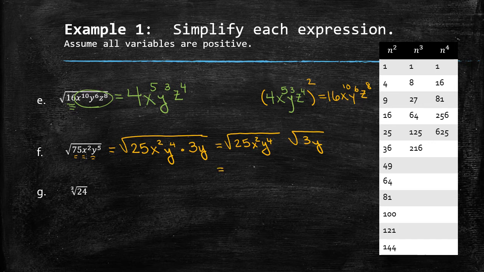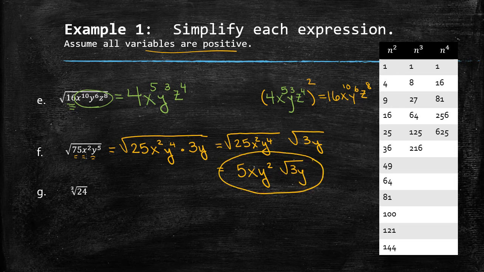Okay, so the square root of 25 is 5. The square root of x squared, again, since we're assuming we have positive exponents, will be x. The square root of y to the 4th is y squared. Check it in your head. You're taking these values and you're squaring them. 5 squared is 25. X squared is x squared. And then y squared squared, power raised to a power, multiply your exponents together. Okay, and this gets multiplied by the square root of 3y at the end.